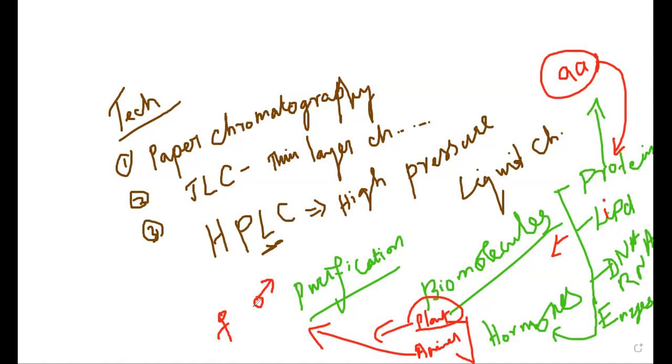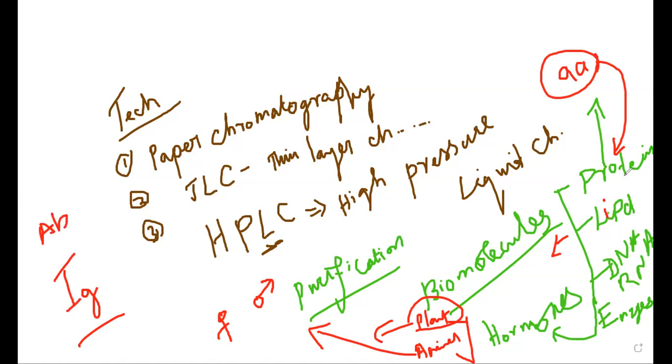If you want to isolate and identify these, isolation and purification are done by this technique only. After purification, they may be used for commercial purposes. Take the example of immunoglobulin. Immunoglobulin comes under protein molecules. It also comes under antibodies, isn't it? Antibodies.